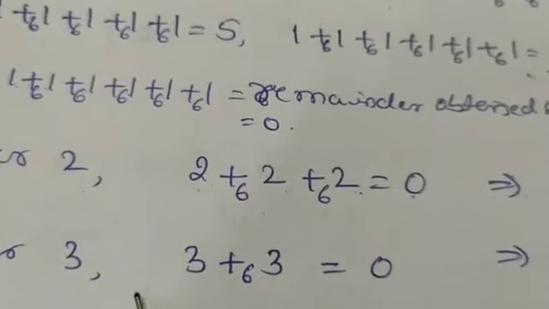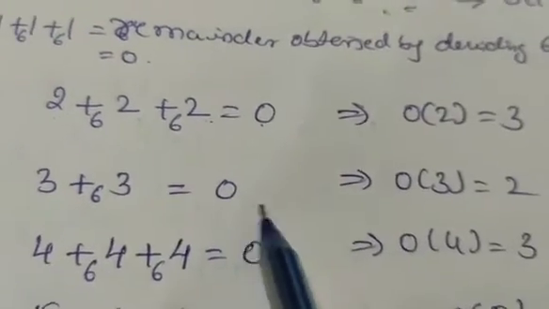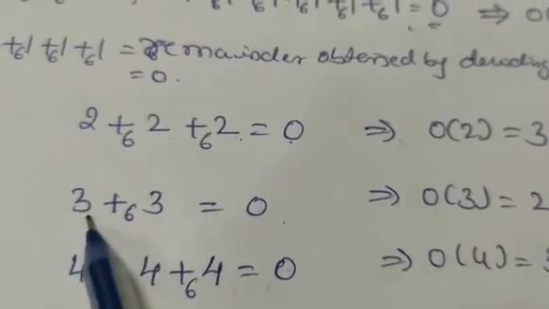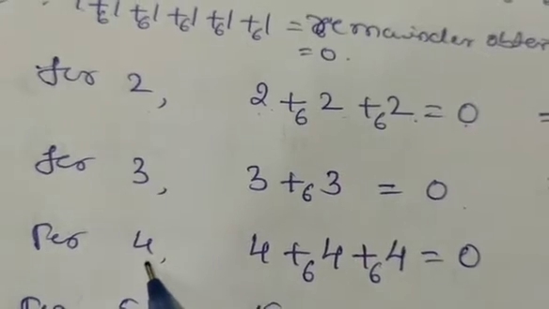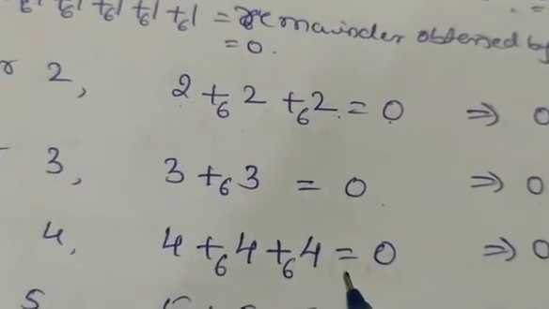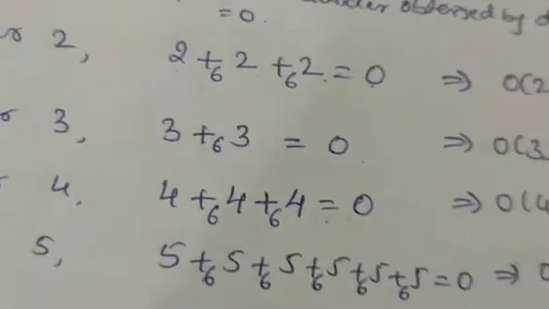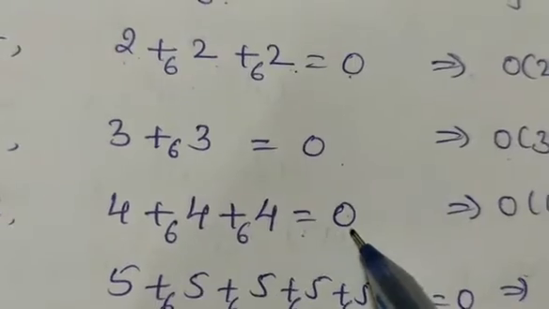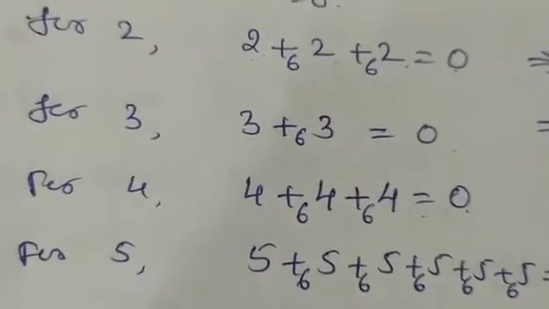Similarly, the next element is 3. So 3 plus 3 is equal to 6. That is, the remainder here is 0. This implies the order of 3 is, how many times did we add 3? 2 times. So the next element is 4. This is an element of the set G. So 4 plus 4 plus 4 is 12. 12 divided by 6 gives the remainder, again 0. So the order of 4 is how many times? 3.